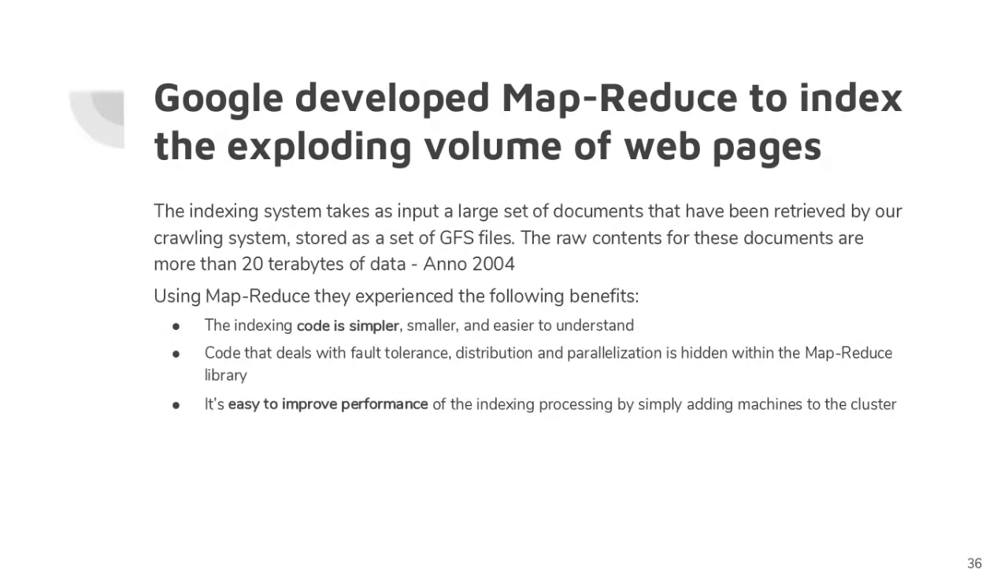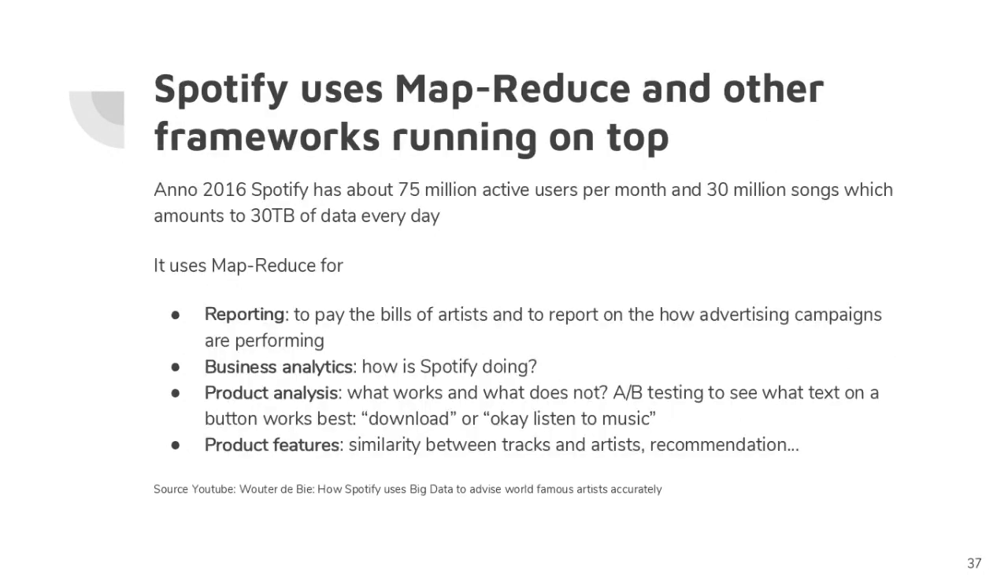In their paper they write that MapReduce has the following benefits. The indexing code is simple, small, and easy to understand. The code deals with fault tolerance, distribution, and parallelization, and that's all hidden from the programmer using MapReduce. And it's easy to improve performance by simply adding machines to the cluster. That's what MapReduce is designed to do.